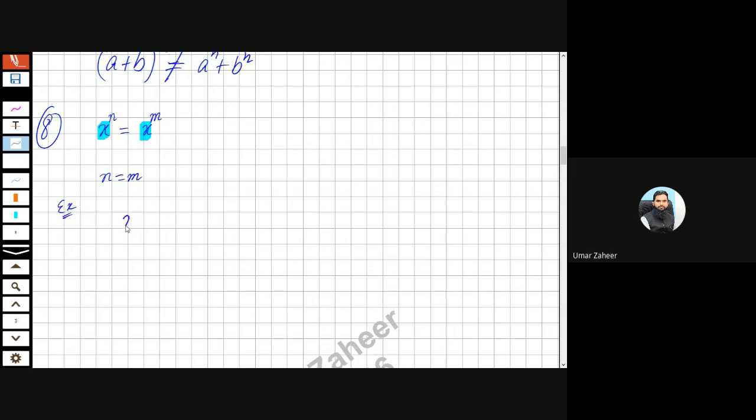I'll give the example, then it will be more clear. If you have 2 raised to power x is equal to 2 raised to power 3. Now look here, there are two numbers: 2 raised to power x is the first number, 2 raised to power 3 is the second number. The bases are 2 and they are exactly the same. If the bases are the same and the whole numbers are equal, this means that their powers are also equal, meaning x is equal to 3. We conclude that x will be 3. Got it?